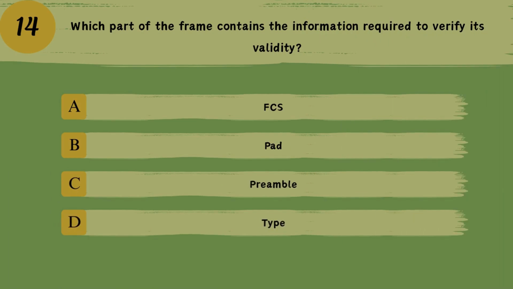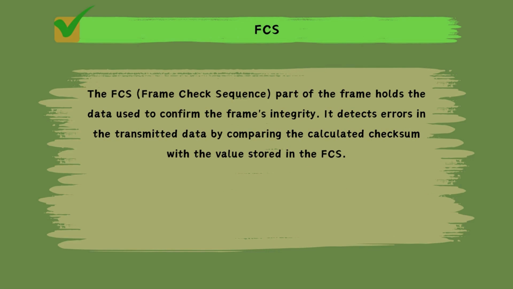Question 14. Which part of the frame contains the information required to verify its validity? A. FCS. B. Pad. C. Preamble. D. Type. Correct answer, A. FCS. The FCS, frame check sequence, part of the frame holds the data used to confirm the frame's integrity. It detects errors in the transmitted data by comparing the calculated checksum with the value stored in the FCS.